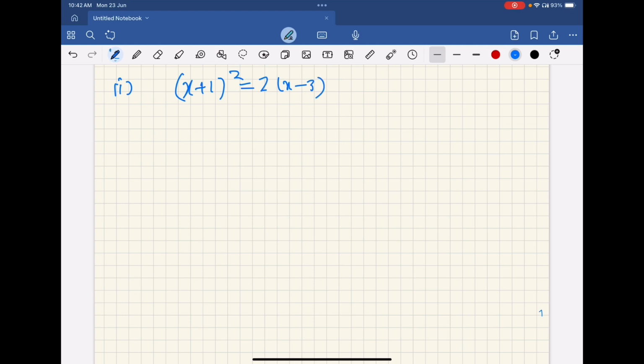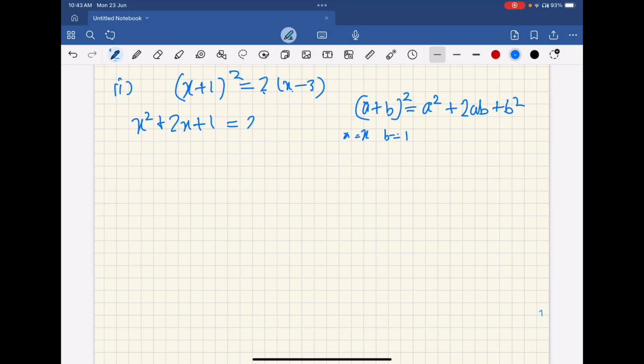Now x plus 1 whole square is what? It is a plus b whole square. Okay. What is a plus b whole square? Quickly, a plus b whole square is a square plus 2ab plus b square. Here what is a? x. Okay. And what is b? 1. So x plus 1 square would be x square plus 2x plus 1 square, which is 1.